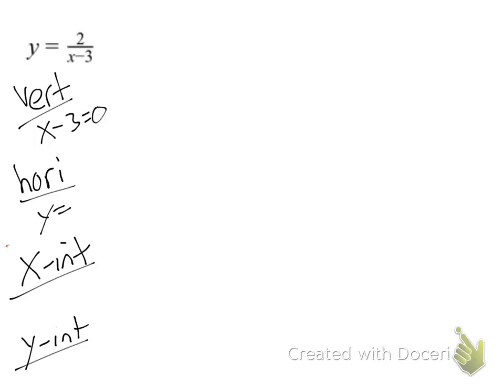Horizontal asymptote, we said it was always going to be y equals 0 for now. My x-intercept, 2 equals 0, and y-intercept is plug 0 in: 2 over 0 minus 3. All within 20 seconds, you guys can write it all down, get it out of the way, and then go back and clean it up.